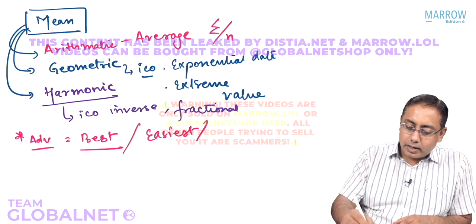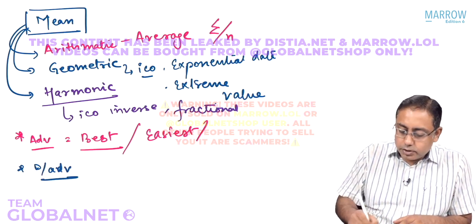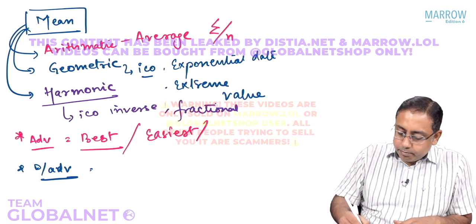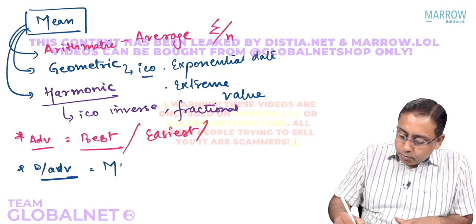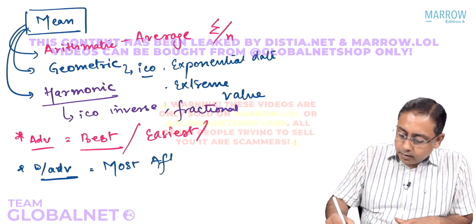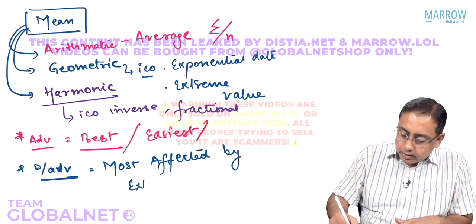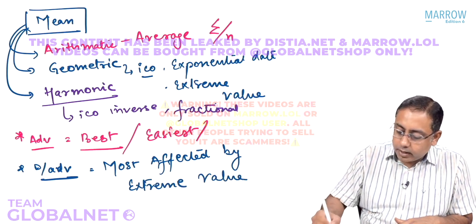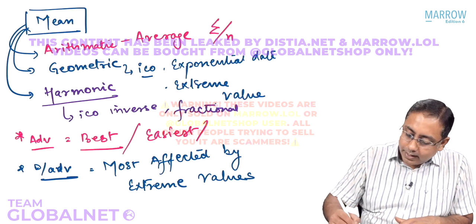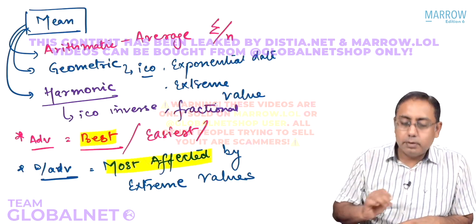What is the disadvantage of the mean? Why under certain situations do we use the median or the mode? The disadvantage of the mean that you can remember is that it is most affected by extreme values. It is one of the entities most affected by extreme values. So can you please highlight that it is most affected by extreme values?